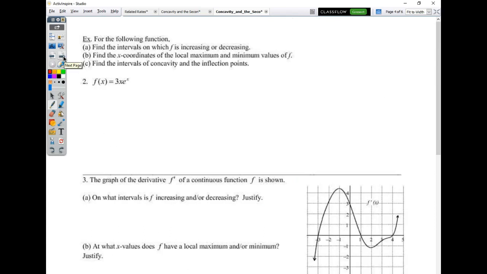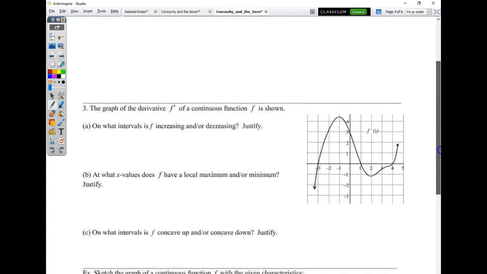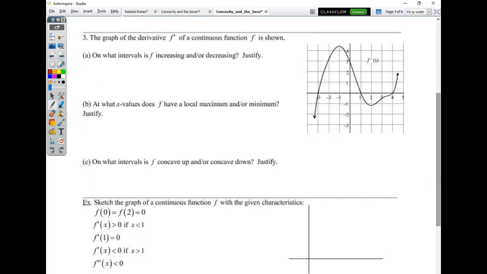All right. Again, following the same concept, I'm going to skip over this one. I want to move down. We'll look at that one in just a minute. I want to look at 3 and 4, and then if I get a chance, I'll come back up to that one. So number 3. The graph of the derivative f prime of a continuous function f is shown. On what intervals is f increasing or decreasing? So first off, what are we looking at?